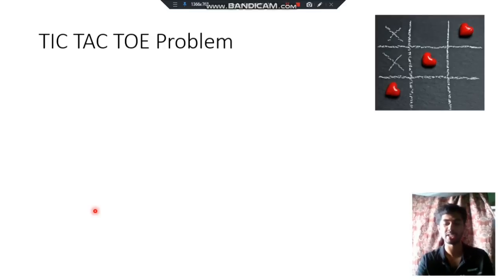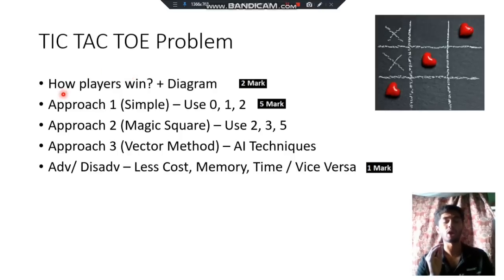Moving on, we have the tic-tac-toe problem. Here you have to first write the definition, and then you have to write how the player wins. You have to draw the diagram as well. These all things you already know how it works. What is the simple approach? It uses 0 and 1 for x, meaning empty, x and o. For approach 2, you'll be using the magic square formula, and for approach 3, you'll be using the vector method, wherein you'll be using the AI methods to find out the optimal answer.